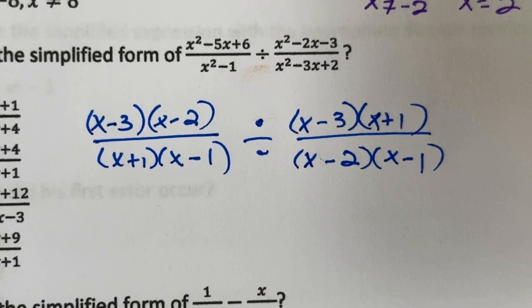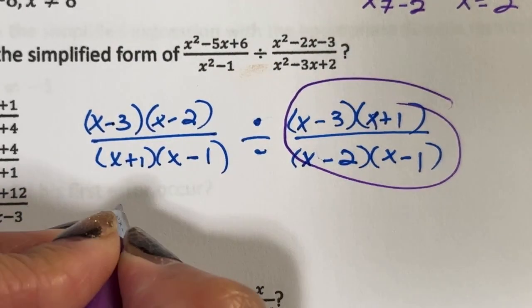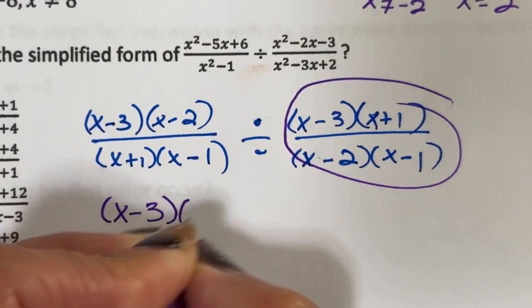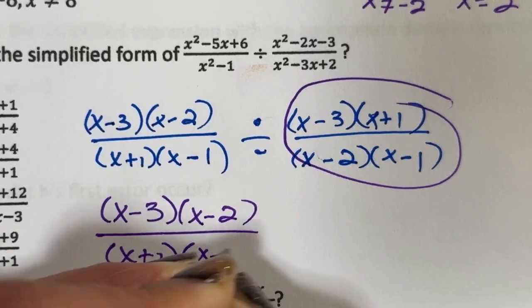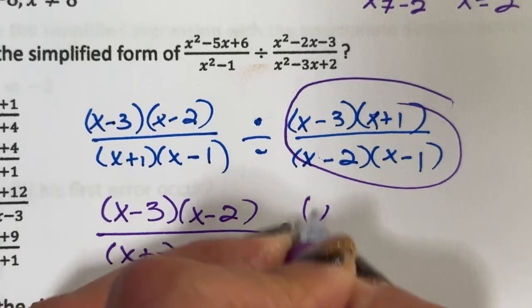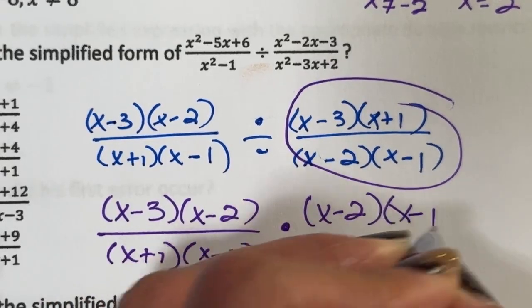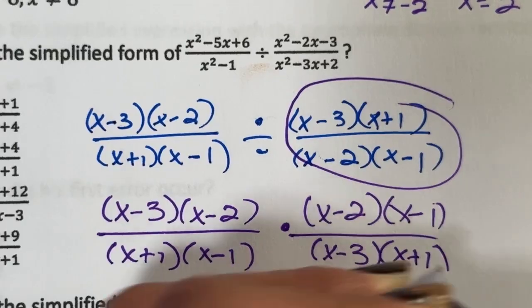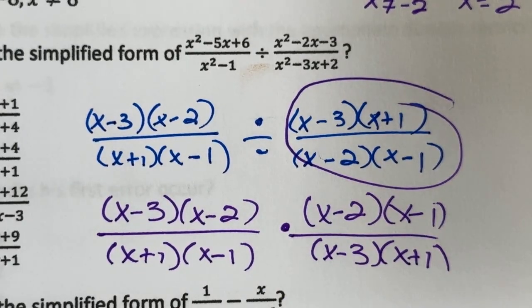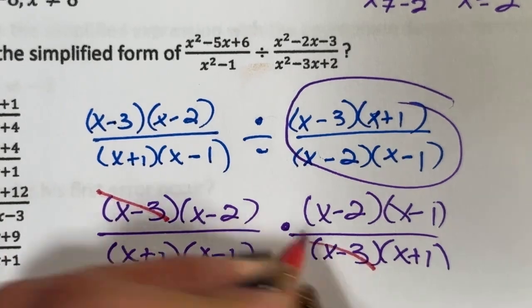All right. So now we need to flip the second and multiply. We got to flip that second fraction. So we're going to have (x minus 3)(x minus 2) all over (x plus 1)(x minus 1), times (x minus 2)(x minus 1) all over (x minus 3)(x plus 1). And here we go. Let's get some cancel happy going. So let's see. X minus 3's will cancel.